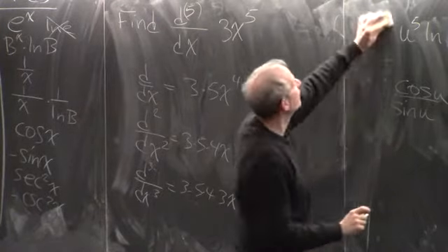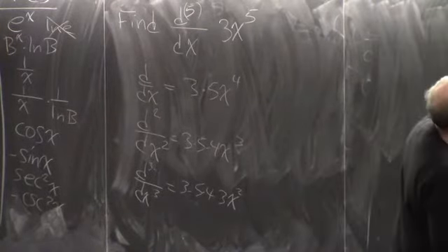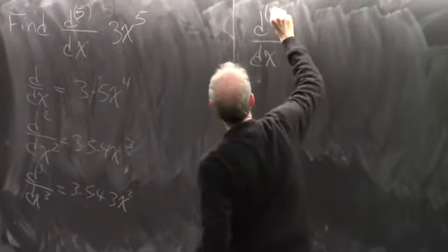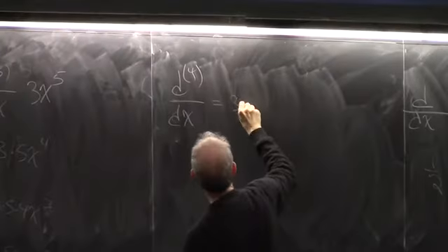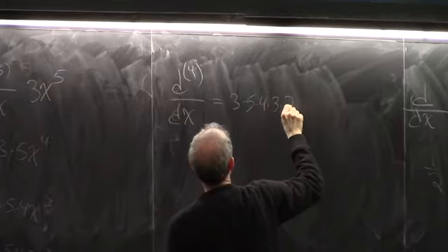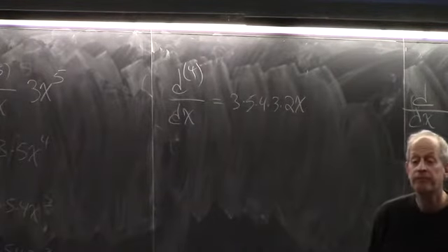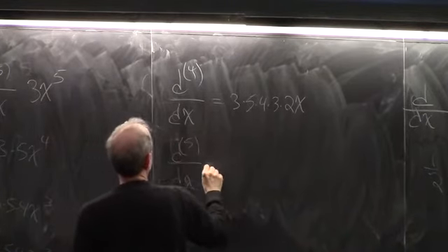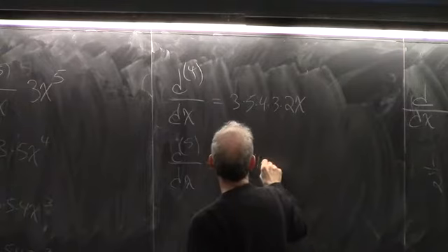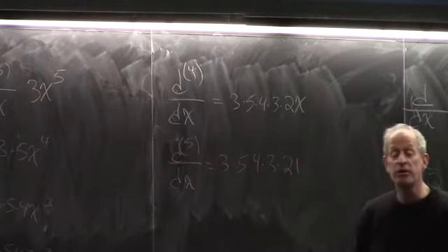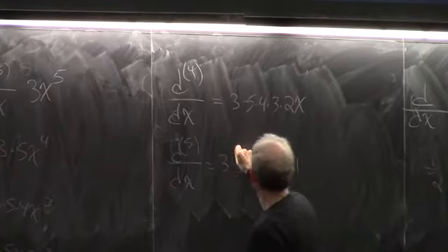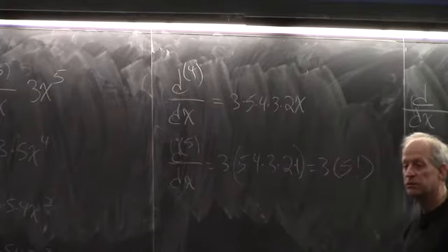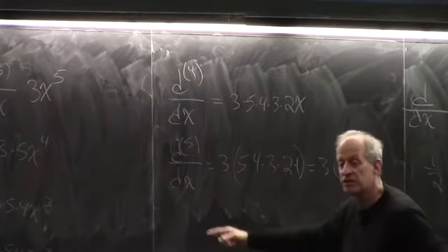The fourth derivative, I'm going to run out of space, is 3 times 5 times 4 times 3 times 2 x to the 1. And then the fifth derivative is 3 times 5 times 4 times 3 times 2 times 1 x to the 0, which is just 1. So notice this is 5 factorial. So you could write 3 times 5 factorial, or you could figure this out.